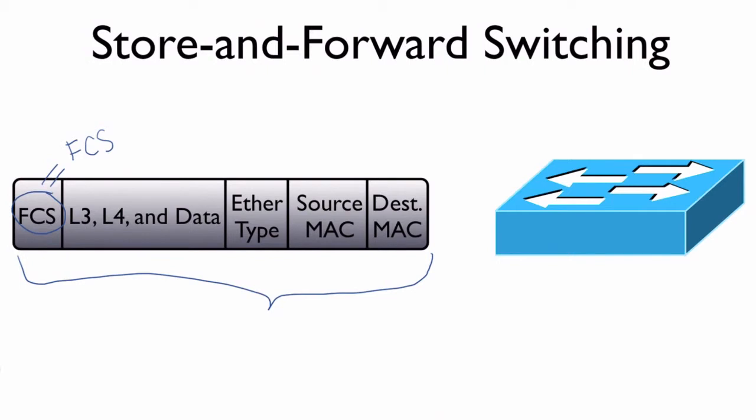Advocates of store and forward switching would point this out, saying that we're not going to waste bandwidth by beginning to forward a frame that's invalid anyway, because we're going to be checking the frame check sequence calculation embedded in the frame with our own calculation, and if they match, it must be a good frame. The downside is that this might be a little bit slower than cut-through switching, because we are waiting until we receive the entire frame before we begin forwarding that frame.